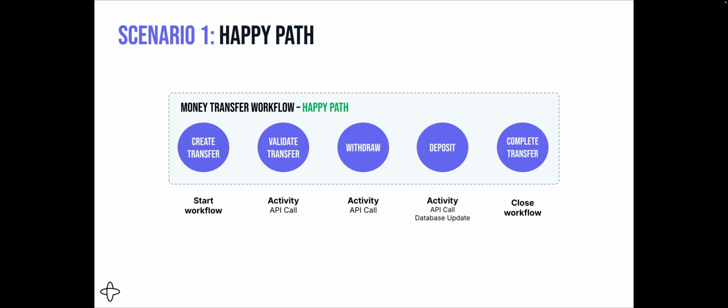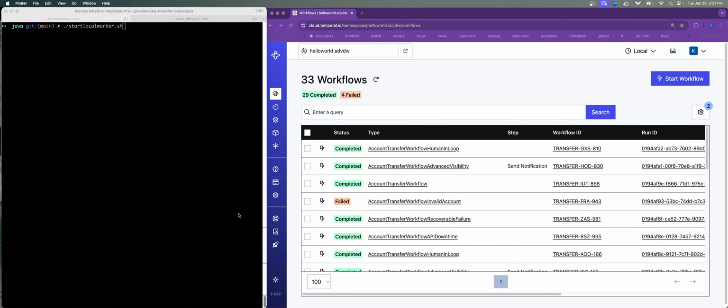In this case, we have a money transfer workflow. So when we start a transfer of funds, we are starting a workflow. We do validation. That's an API call, could fail, hence activity. Same thing with withdraw, API call, could fail, activity. Deposit, same thing. Even a database update could fail, right? So you want to do that in an activity. You get the picture. And then when we complete our transfer, what are we doing? We're closing the workflow. So let's see how this works in practice here with our demo.